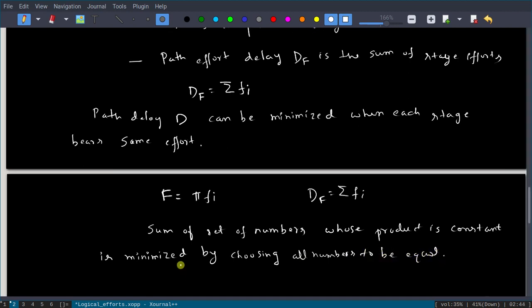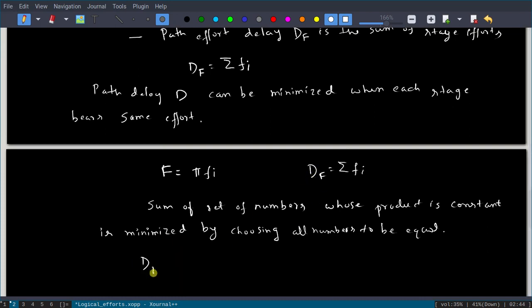So totally, we want to minimize DF. What is DF? It is a summation of Fi, and we already know that capital F is the product of Fi. The product is known. Now we want to reduce the sum of those stage efforts, that is DF. You can reduce this when each stage has the same effort. Then the product is constant and the sum is minimized.